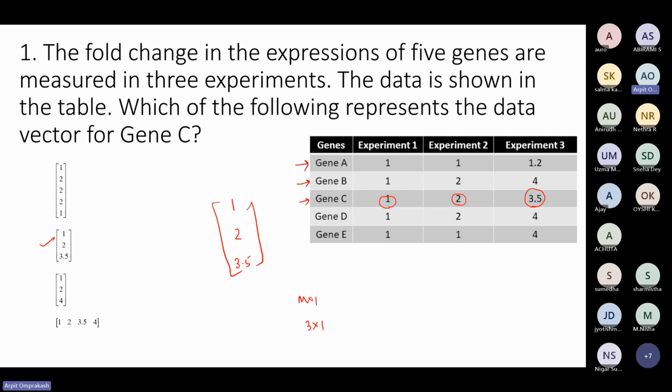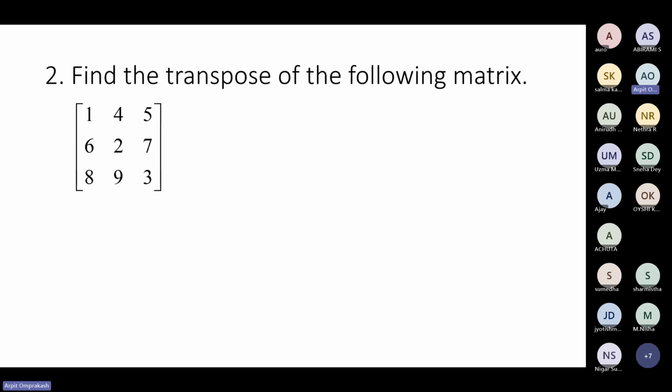Okay, the second question is find the transpose of the following matrix. We have this matrix here. A is given as 1, 4, 5, 6, 2, 7, and 8, 9, 3. We want to find out what is the transpose of A.